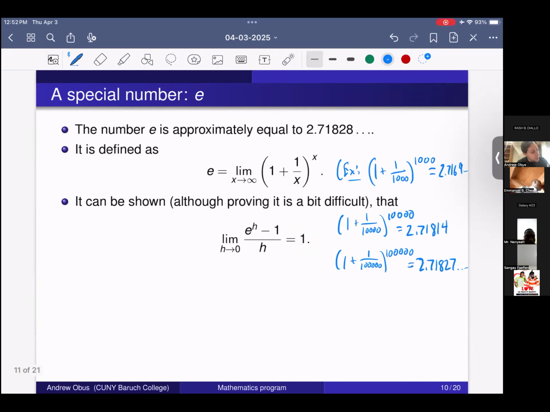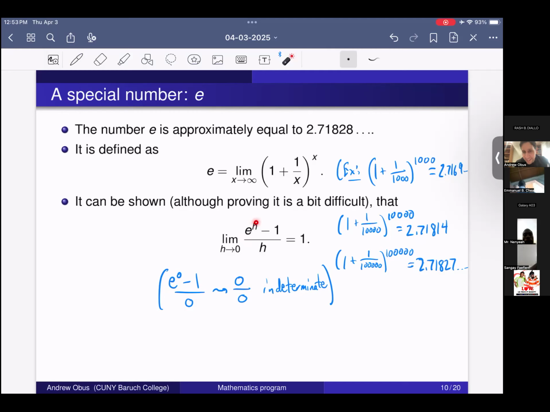And let me just notice what happens if I just punch in 0. e to the 0 minus 1 over 0. This goes to 0 over 0, indeterminate. And you might say, oh, well, then why not use L'Hospital's rule to figure this out? But the answer is you can't, because you don't know how to take the derivative of e to the h. This is the problem. Okay, so at some point you actually have to calculate this limit without using L'Hospital's rule, which is fairly hard.